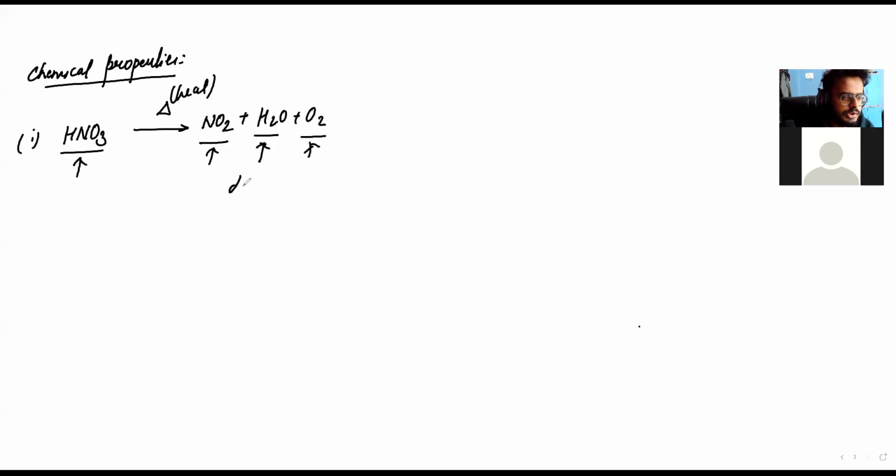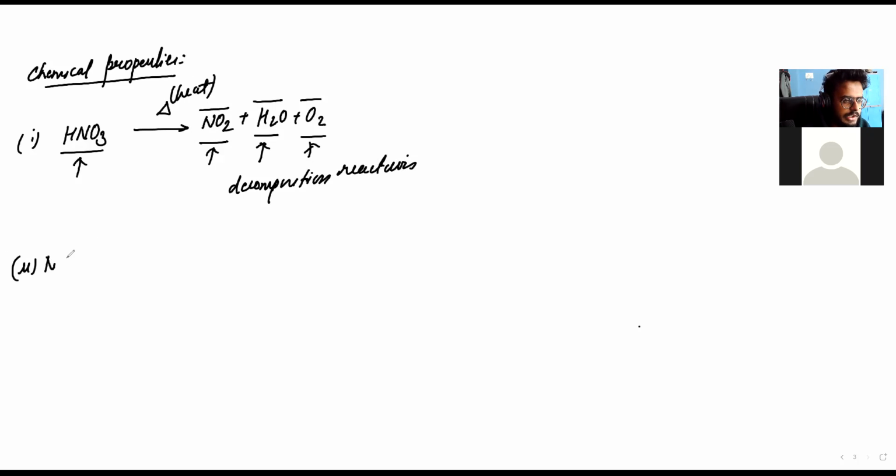So this is a decomposition reaction. Under heat, nitric acid decomposes into nitrogen dioxide, water, and oxygen.